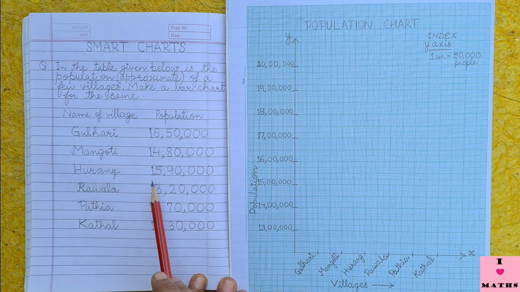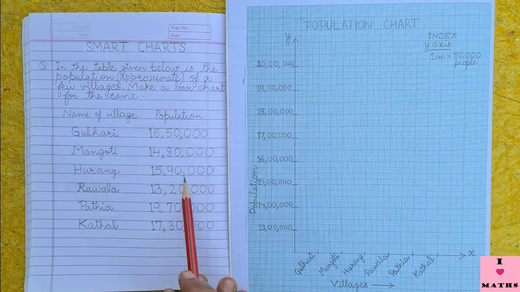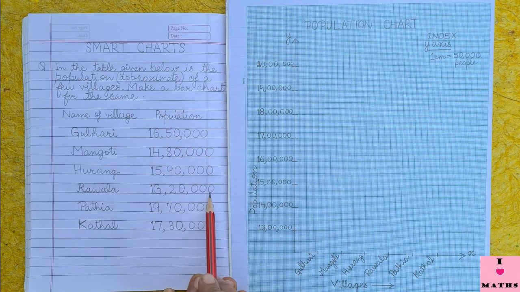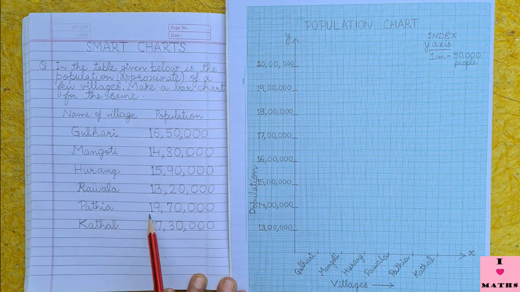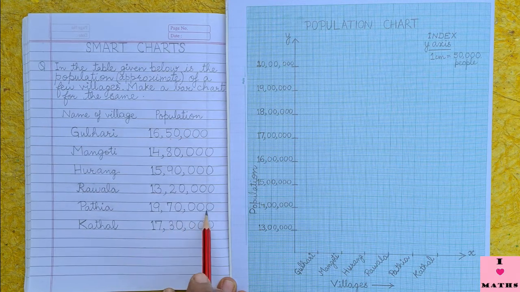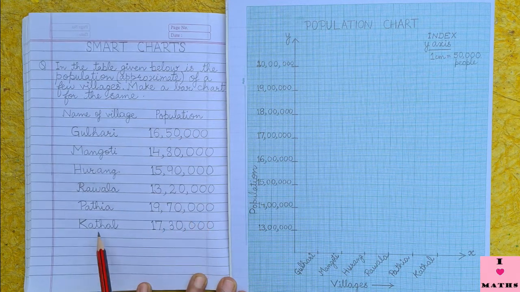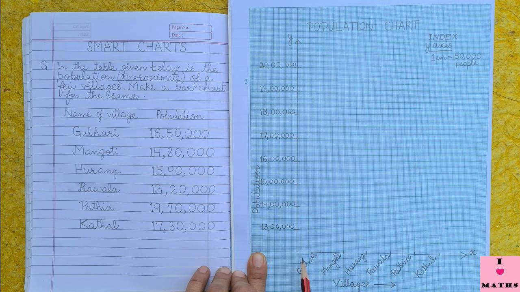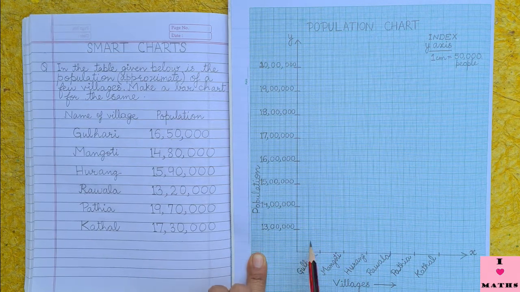Hurang has a population of 15,90,000 people. Ravala has a population of 13,20,000 people. Patiha has a population of 19,70,000 people. And Kathal has a population of 17,30,000 people. Children, look at this graph.